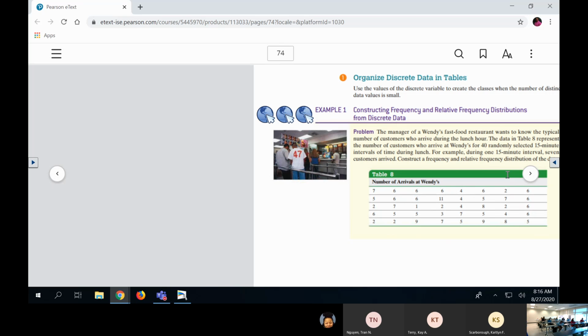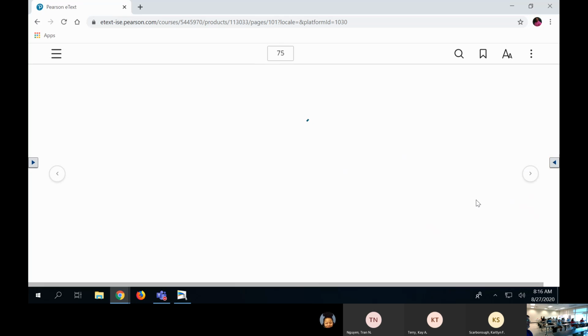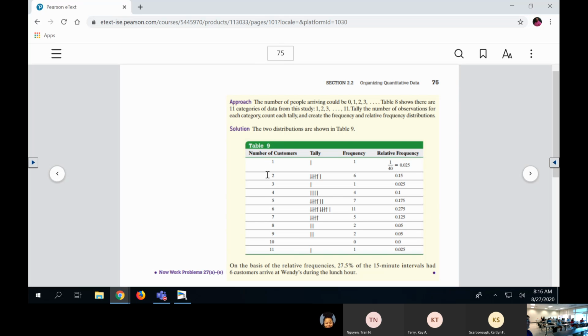What's the first step in having anything to do with data? You organize it. And that's what they do on the next page. Organize your data. How many 1s do we have? How many 2s do we have? And this is a frequency distribution, or a table with your categories on the left and your head count on the right.